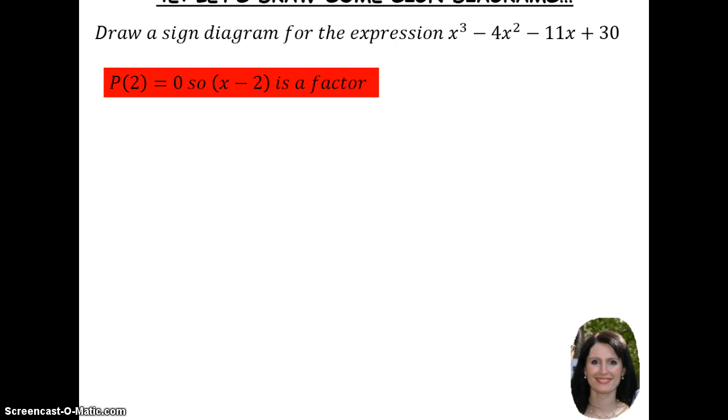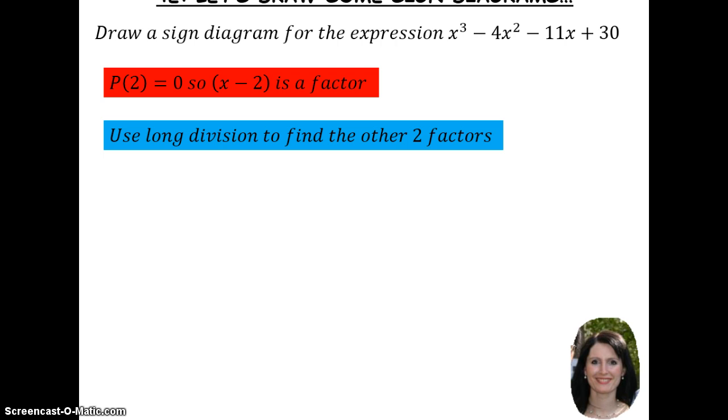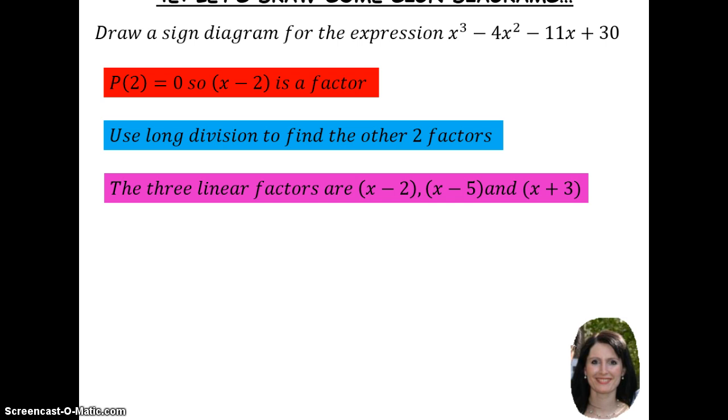And by doing that, I end up with 0. So that means that x minus 2 is a factor. Notice that 2 minus 2 is 0. So the 2 in p of 2 means that your factor will be x minus 2 rather than x plus 2. We use long division to find the other two factors. By dividing x minus 2 into our x cubed minus 4x squared minus 11x plus 30, we end up with three factors of x minus 2, x minus 5 and x plus 3.